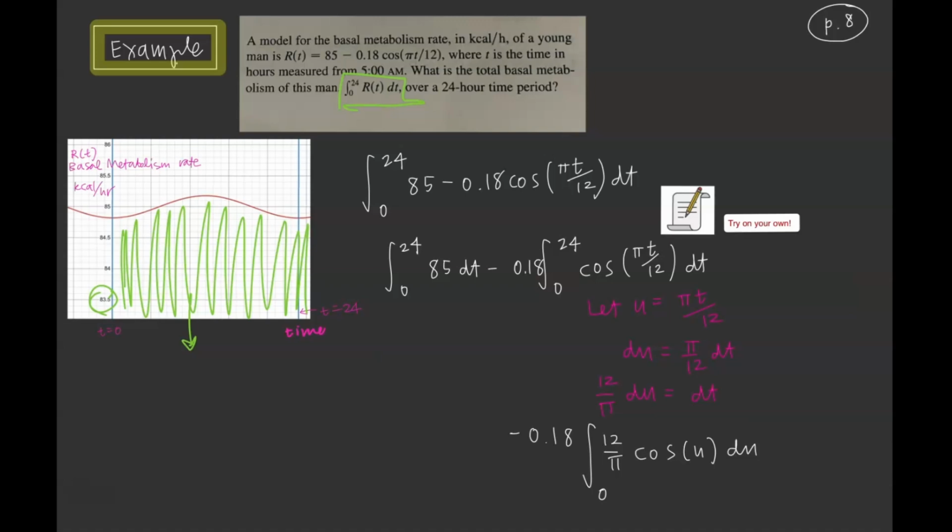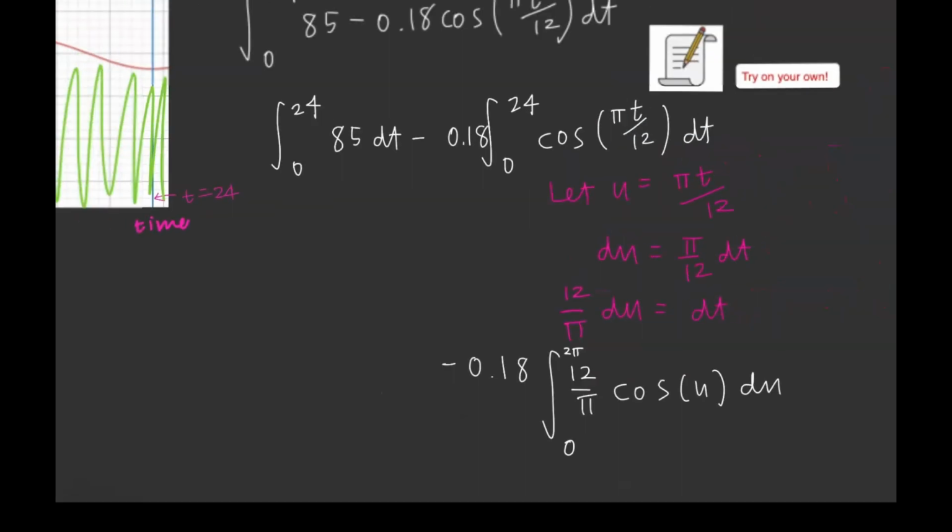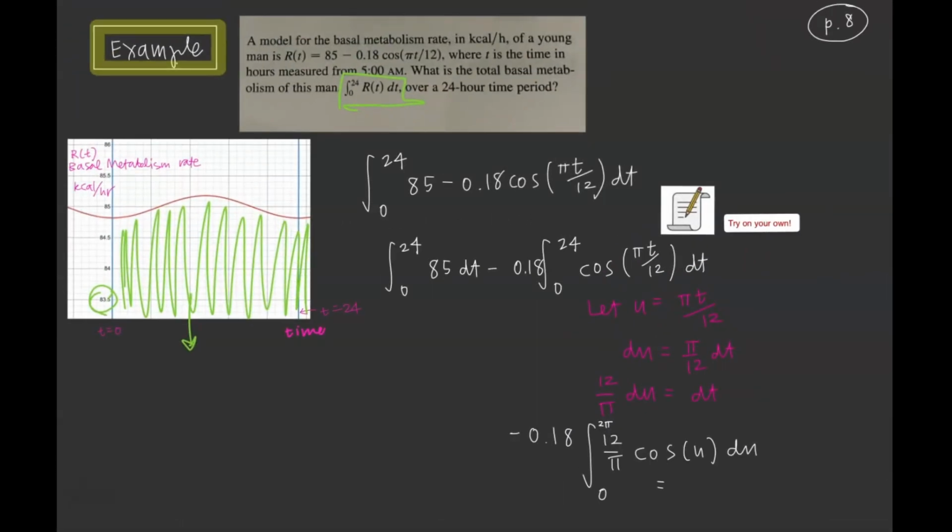But as soon as we let t equal 24, 24 over 12 is 2, times pi, so our new upper limit of integration, now that we're in u's, will be 24 twelfths times pi, which is the same as 2 pi. So our upper limit of integration turns into 2 pi. Now this integral is fairly easy to evaluate: negative 0.18 times 12 over pi, and then the antiderivative of cosine of u is sine of u, going from 0 to 2 pi.